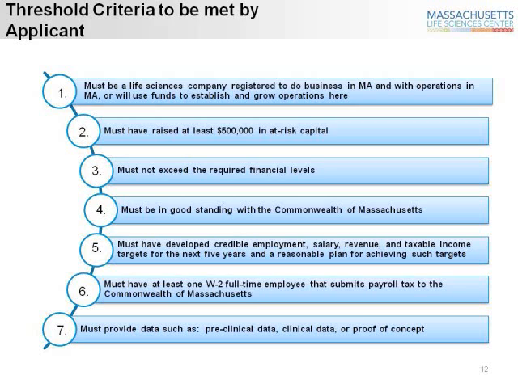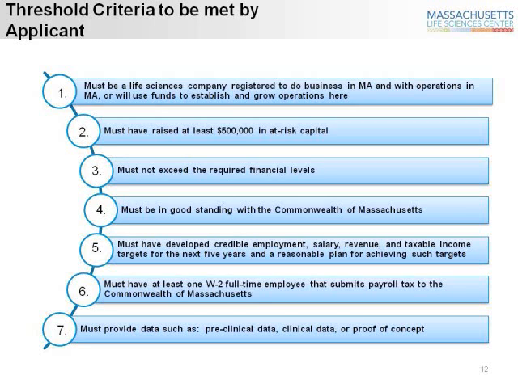So the threshold criteria to be met by every applicant are summarized here, and I'll walk you through them one more time. So first of all, you must be a life sciences company registered to do business in Massachusetts and with operations in Massachusetts, and will use funds to establish and grow your operations here. You must have raised at least $500,000 in at-risk capital, and you must not exceed any of the required financial levels which we just walked through.